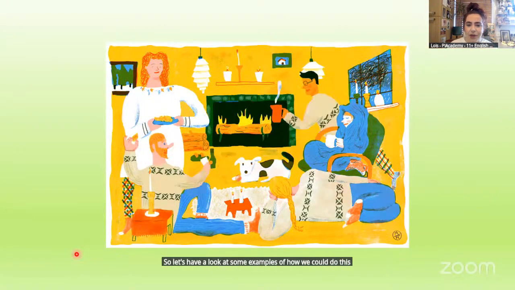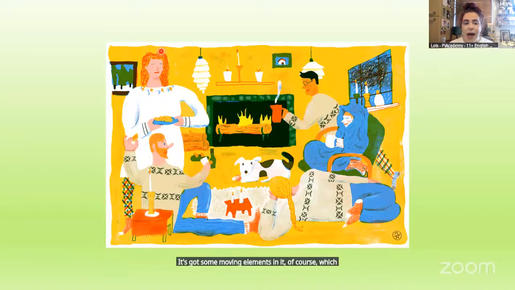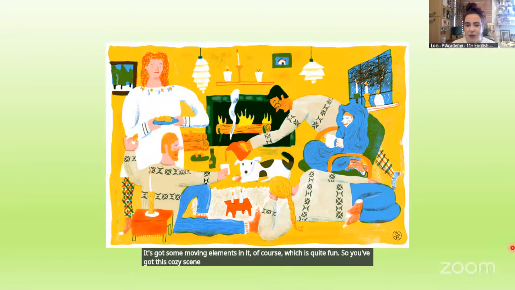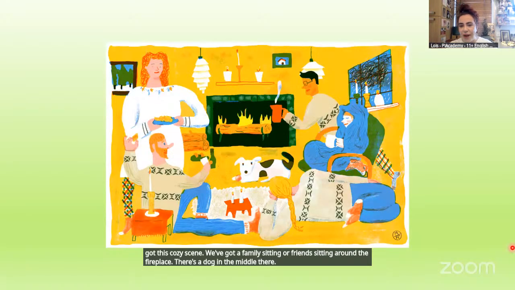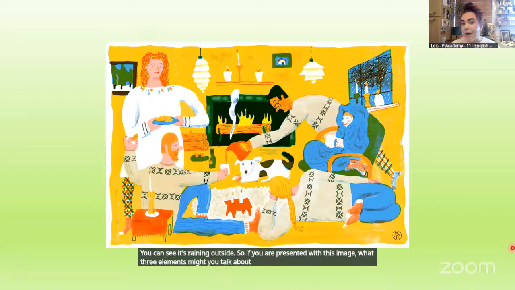Here's a first image to have a look at. It's got some moving elements in it, of course, which is quite fun. You've got this cozy scene. We've got a family or friends sitting around the fireplace. There's a dog in the middle there. You can see it's raining outside. If you were presented with this image, what 3 elements might you talk about? I'm going to show you this first one and then you can try the next one as well.